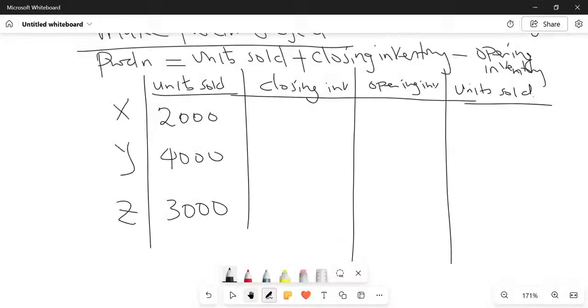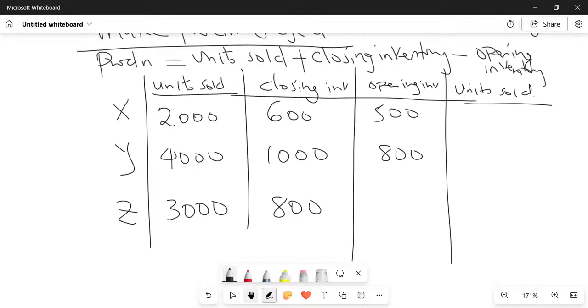Then we come back here to my whiteboard, my good students. We are writing down the closing inventory, and you have given me figures of 600, 1,000 and 800. Then we have opening inventory: 500, 800, 700. If we do it this way, we shall be able to get the units sold.